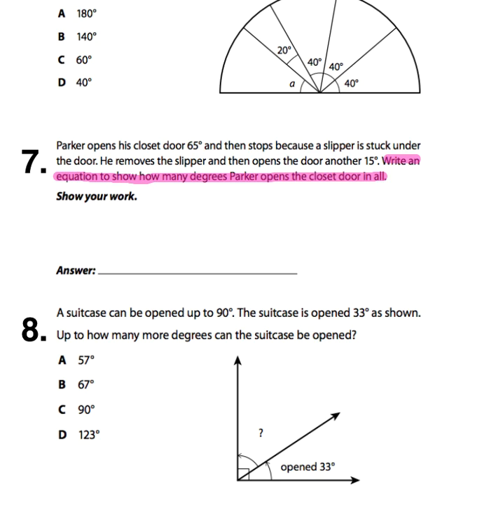All right, let's read it again. Parker opens his closet door 65 degrees and then stops because a slipper is stuck under the door. He removes the slipper and then opens the door another 15 degrees. Write an equation to show how many degrees Parker opens the closet door in all. All right, there are some things that are flashing out to me that are really important. I hope that you are seeing some of these important words and phrases as well. So I want you to pause the video right now and go ahead and circle all of your important information.